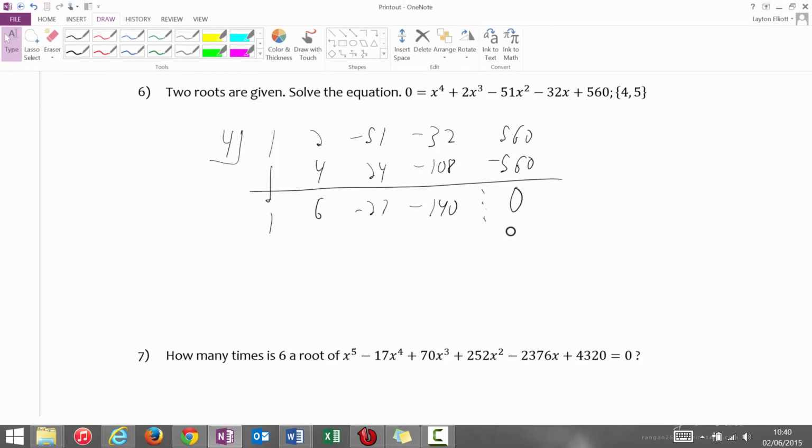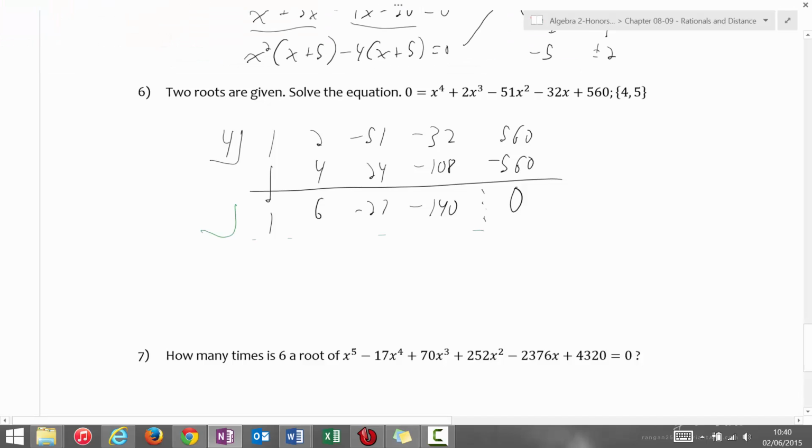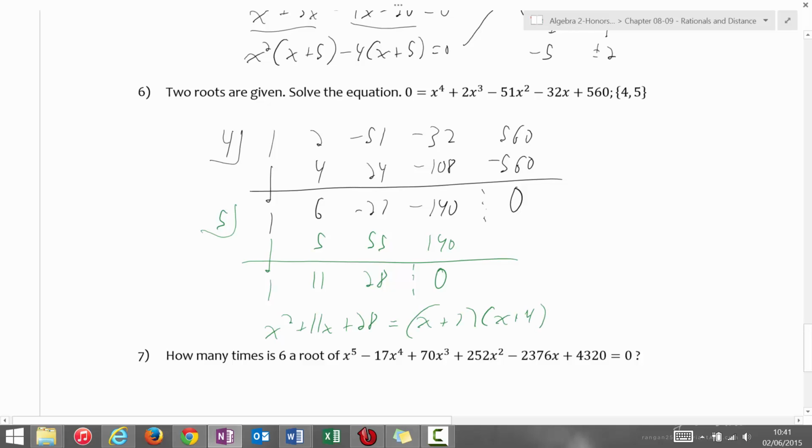Then I'm going to take these same coefficients we just have right here and now synthetically divide with the 5. I'm going to pull the 5 out of what's left. 11, 55, 28, and positive 140, and 0. And what I'm left with is this x squared plus 11x plus 28, which very easily factors. And so I know that all 4 of my roots would be negative 7, negative 4, positive 4, and positive 5.